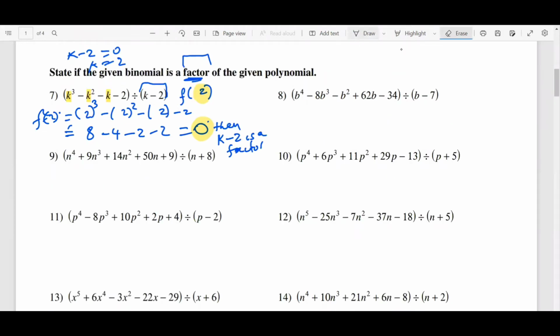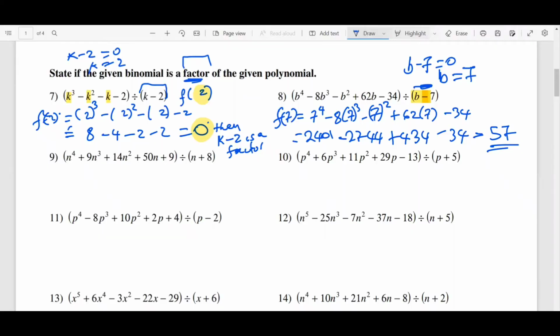So here it is that we have this polynomial. We want to verify whether x plus 8 is a factor of this polynomial right there. Basically, we're going to be evaluating f of -8, right? F of -8. So this is gonna be -8, and you want to raise that to the fourth, plus 9, open bracket, -8 to the third, plus 14, open bracket, -8, and that's to the second power, plus 50 times -8 plus 9.